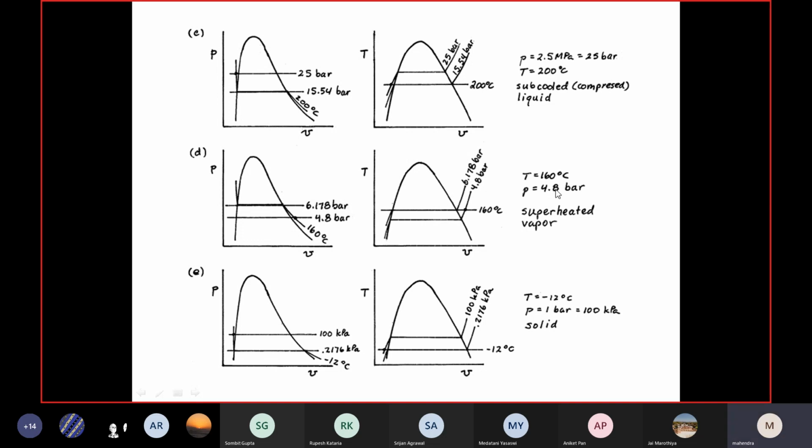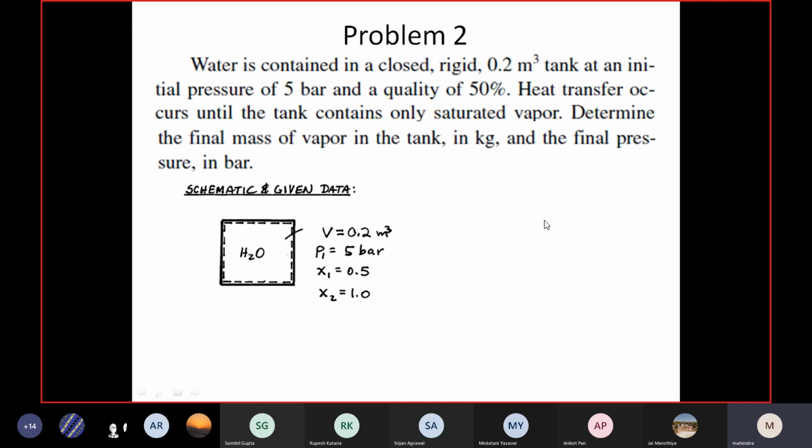Okay, it is at 4.8. Pressure is slightly reduced, so the saturation temperature is lower, and our temperature is even more than in case A. That means obviously this is superheated steam. The next one is 1 bar, which means atmospheric pressure, and the temperature is minus 12. You can simply say this is ice point only. That is about problem number 1.